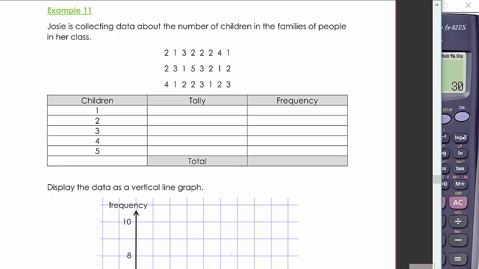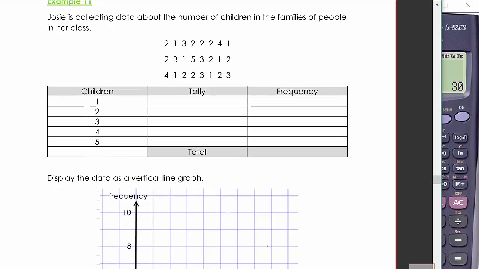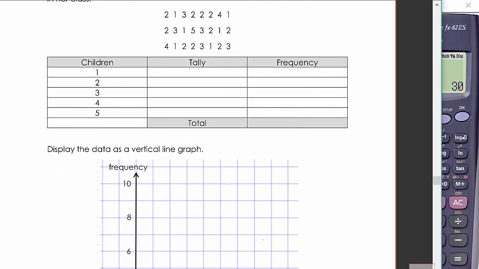Josie is collecting data about the number of children in the families of people in her class. So let's have a look. How many people in her class? 1, 2, 3, 4, 5, 6, 7, 8, and then 3 columns of that. So there's going to be 24. So this total should come to 24, and that's our check. So let's have a look.